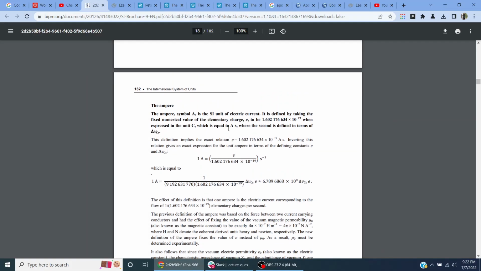Okay. The ampere. The ampere, symbol A, is the SI unit of electric current. It is defined by taking the fixed numerical value of the elementary charge, symbol e, to be 1.602176634 times 10 to the minus 19 when expressed in the unit C, which is equal to A s, or when expressed in the unit coulomb, which is equal to ampere second, where the second is defined in terms of the cesium frequency.